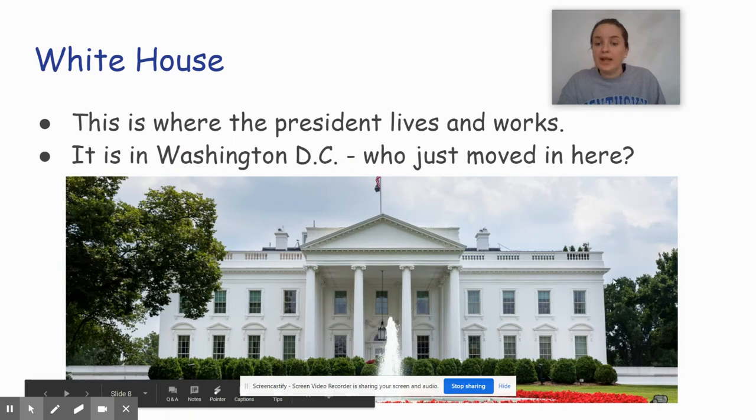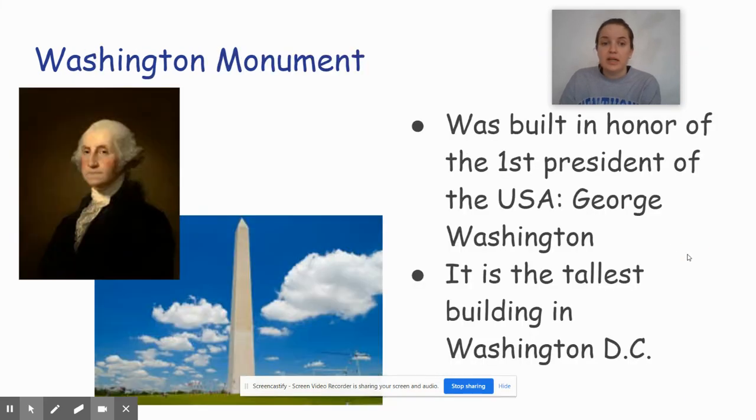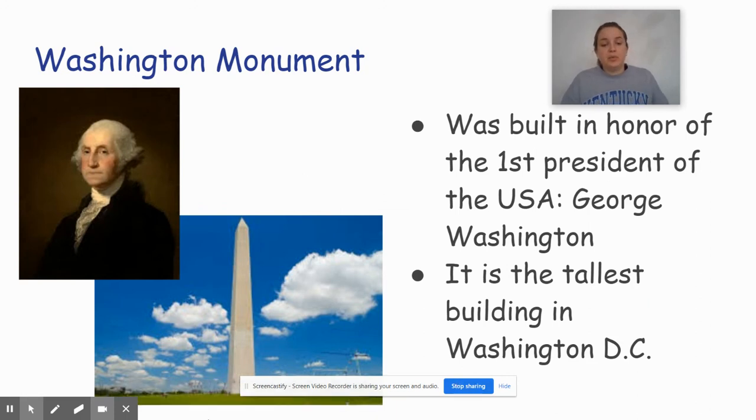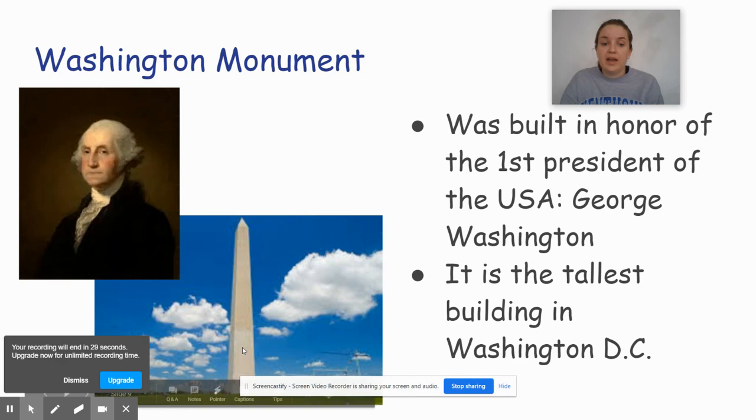So we're also going to talk about the White House. We've kind of talked about this week as our new president has just moved into the White House. The White House is where the president lives and works. The White House is in Washington, D.C. So we know that Donald Trump has just moved out of the White House and Joseph Biden has moved into the White House. We also have the Washington Monument. So President's Day is coming up when we will honor a very important president, George Washington. George Washington was the first president of the United States. So we have this tall, tall monument to remember him.